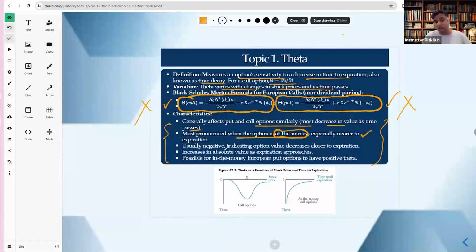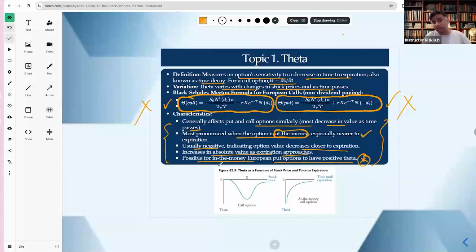This is given in the table. Theta is usually negative, indicating option value decreases closer to expiry. The absolute value increases as expiry approaches. It is possible for an in the money European put option to have positive theta. Remember this line also. This line also comes in exam.